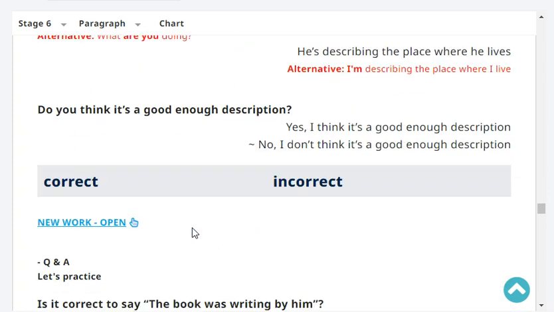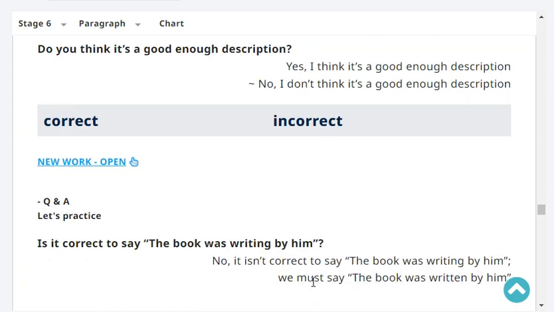Do you think it's a good enough description? Yes or no? No, I don't think it's a good enough description, because it's just brief. Okay.